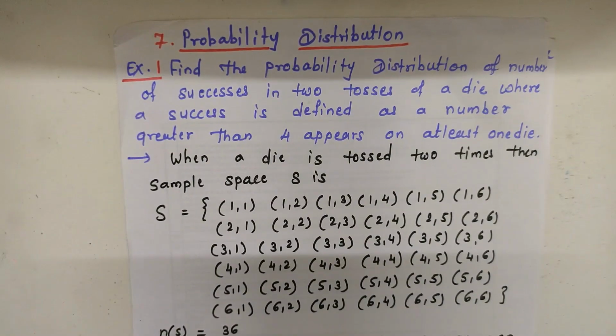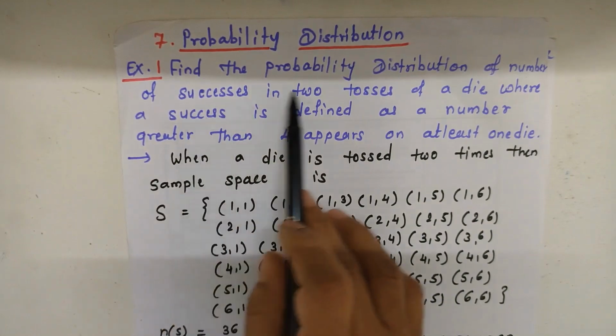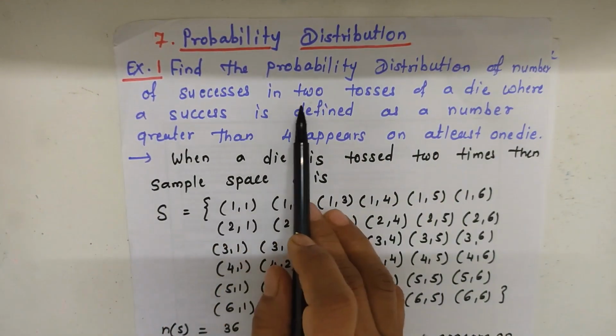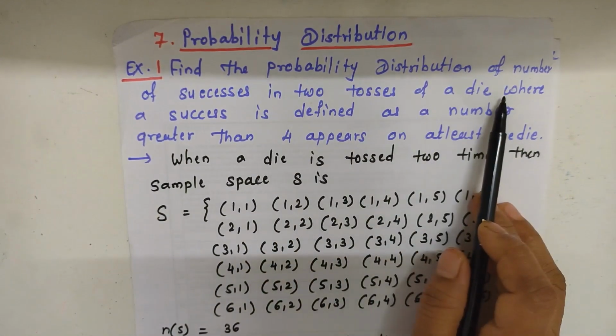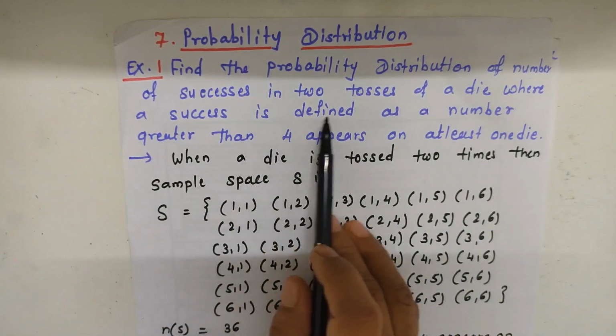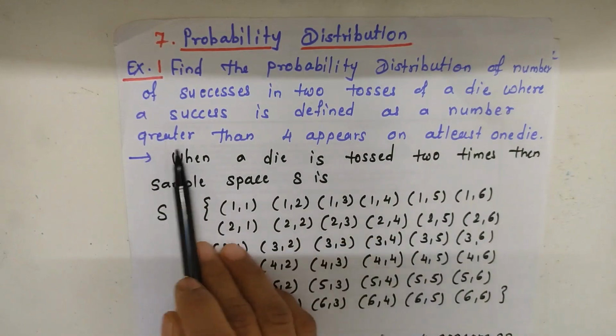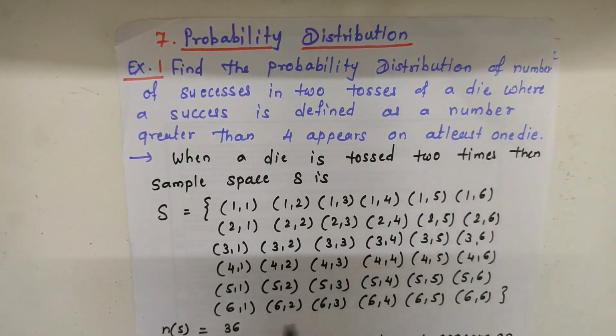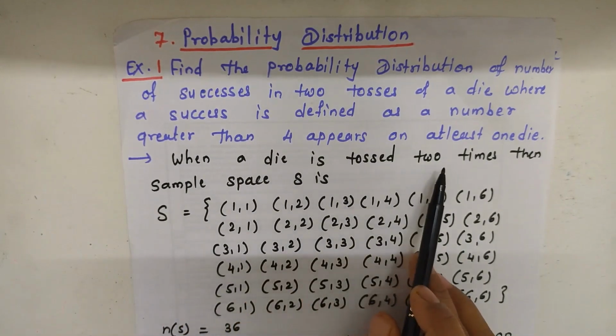In this video, we are going to solve some different types of examples on probability distribution. So let's see the first example. Find the probability distribution of the number of successes in two tosses of a die, where a success is defined as a number greater than 4 appearing on at least one die.